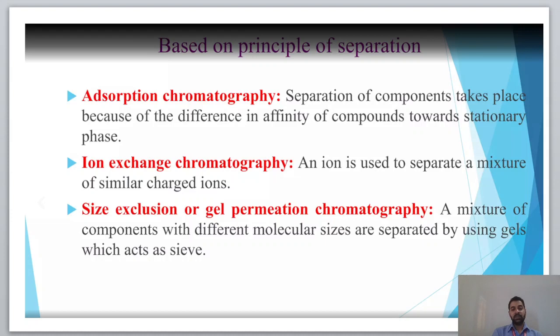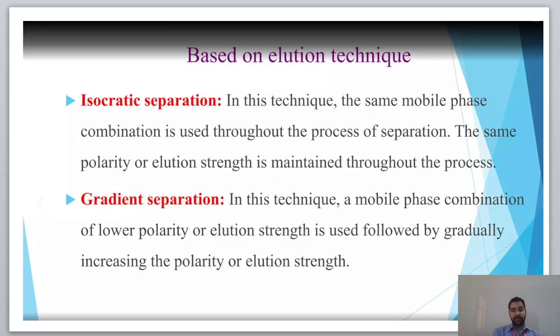Here in size exclusion or gel permeation, drugs with higher molecular size, for example proteins, are higher molecular weight compounds. So such types of compounds can easily be separated by using this type of technique. Moving to next slide, that is based on elution techniques. Number one, isocratic elution. Number two is gradient elution.